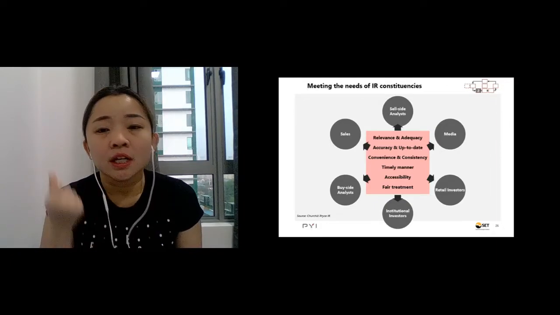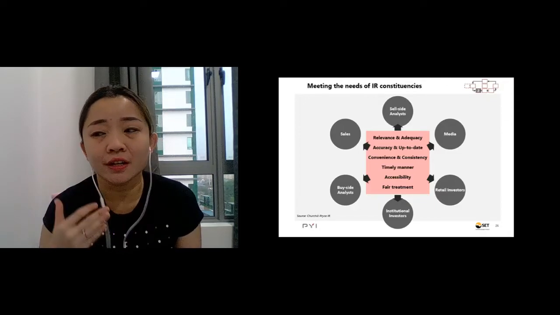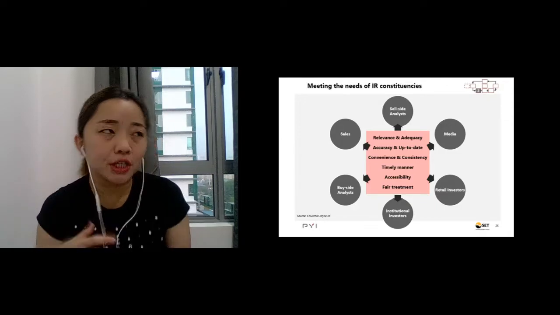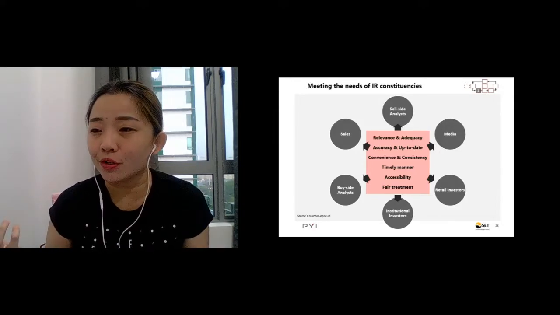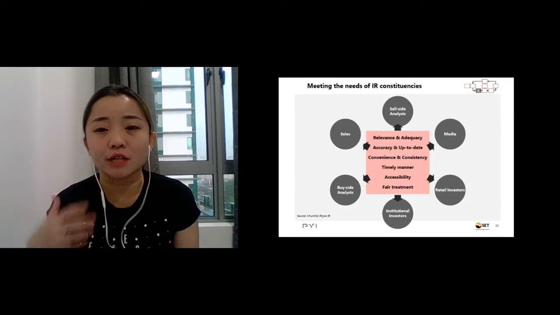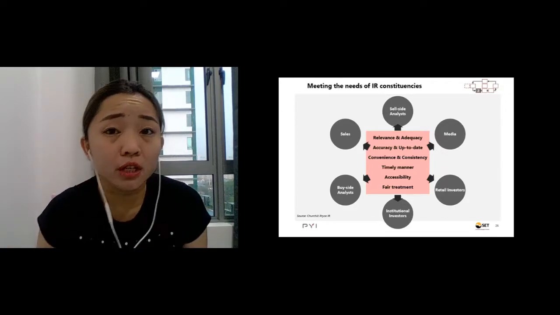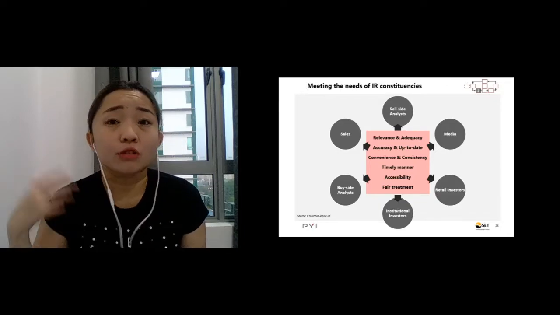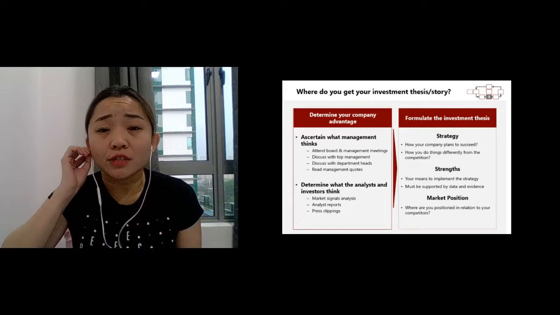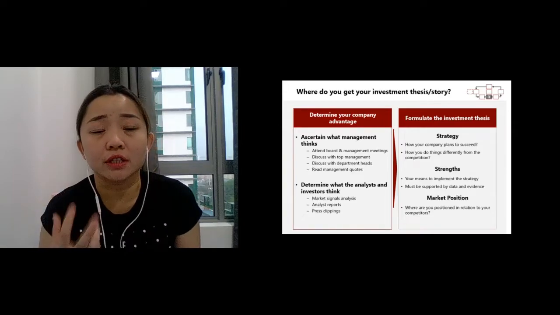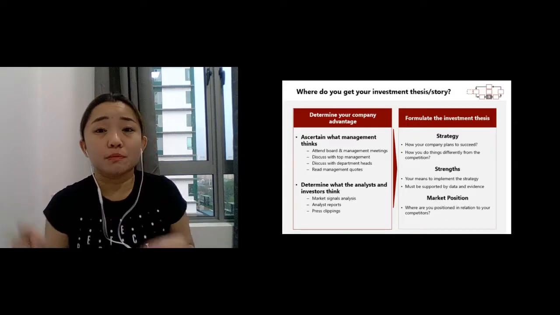Make sure it's accessible, like I said, and of course, you must be fair towards all of your investors. You can't say, because he invested a little bit lesser, therefore I'm not gonna care about what he or she thinks. It doesn't work that way. You gotta be fair to everyone, based on what they invested in your company, and make sure that you give fair treatment to each one of them. Now, at the end of the day, these are the things that you have to do in order to get your investment thesis story.